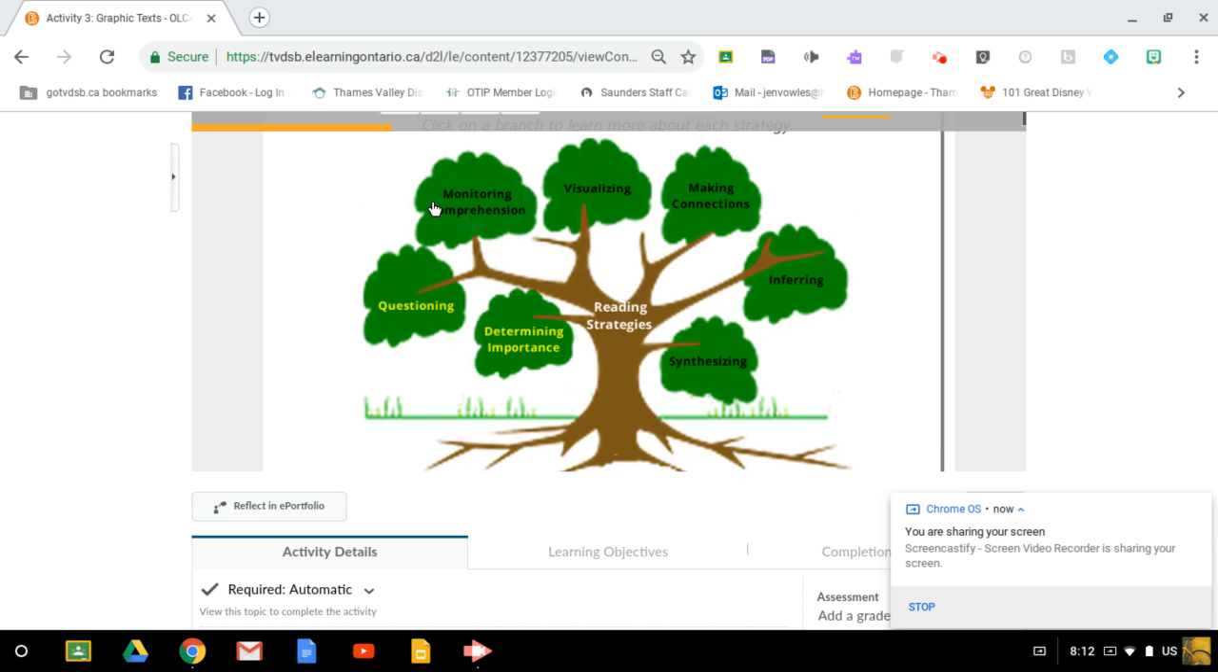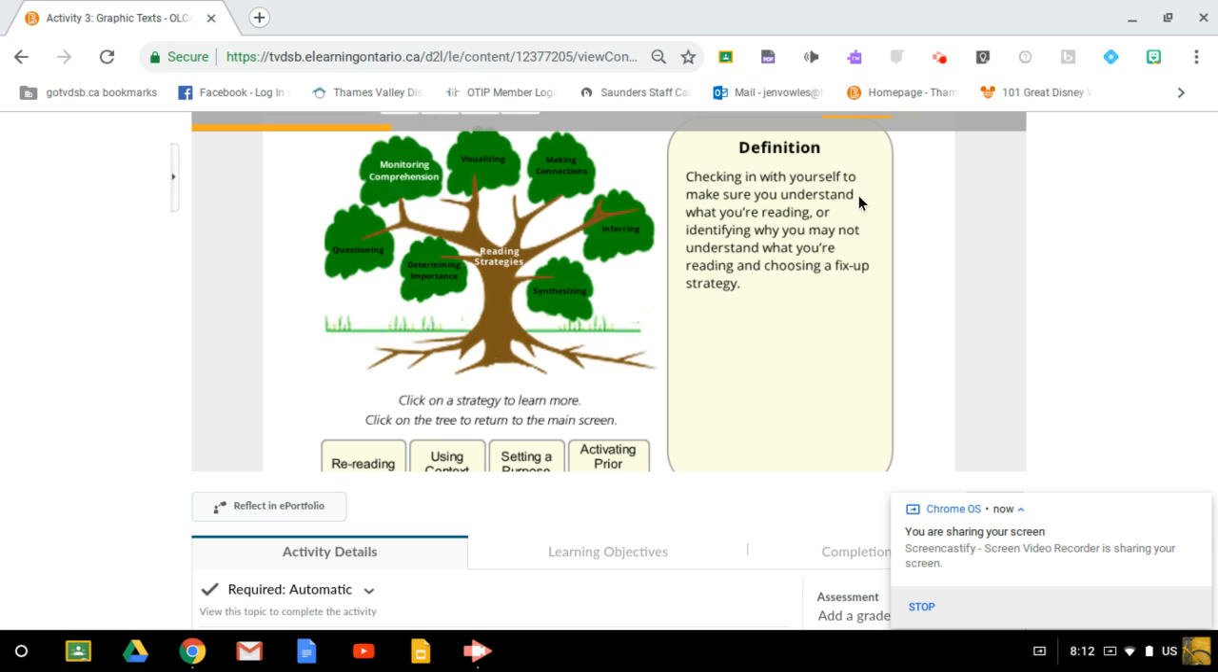Okay, we're going to go over monitoring comprehension. So, definition, checking in with yourself to make sure you understand what you're reading or identifying why you may not understand what you're reading and choosing a fix-up strategy. Okay, so you can do rereading, using context, setting a purpose, activating prior knowledge. So a fix-up strategy is something about finding a definition, asking somebody if you understand the definition, how it's being used, and how to make it fit. And I'll pull it all together.